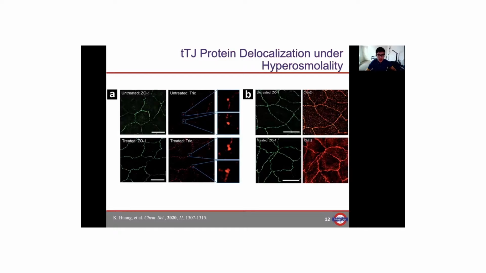We also used immunolabeling to study the tricellular junction protein under the treatment of mannitol. We studied three proteins: ZO1 and claudin-2, which are specific to bicellular junctions, and tricellulin, which is related to the tricellular junctions. We can see that ZO1 and claudin-2 did not show obvious change. However, the tricellular junction protein tricellulin shows delocalization under hyperosmolarity, which can explain what we saw from PSICM.